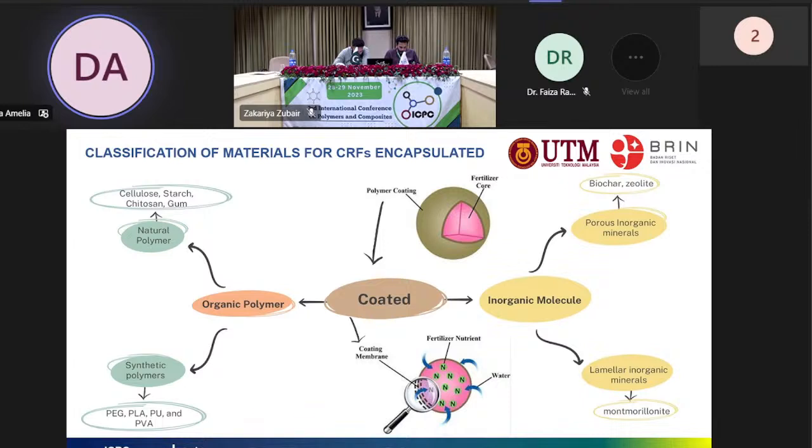CRF is mainly divided into coated and matrix types. The matrix types are hydrophilic and hydrophobic, and the coated type is divided into organic and inorganic. Organic material can be sourced from natural polymers such as cellulose, starch, chitosan, gum, and so on, and synthetic polymers like polyethylene glycol, polylactic acid, polyurethane, and so on.